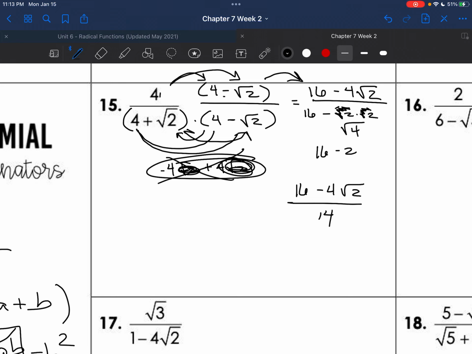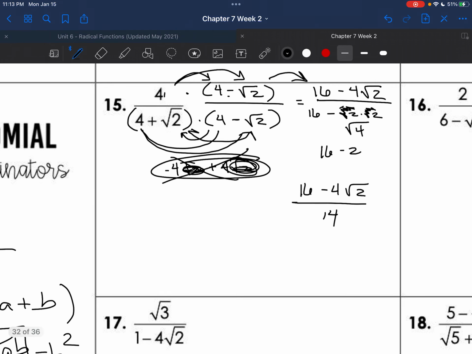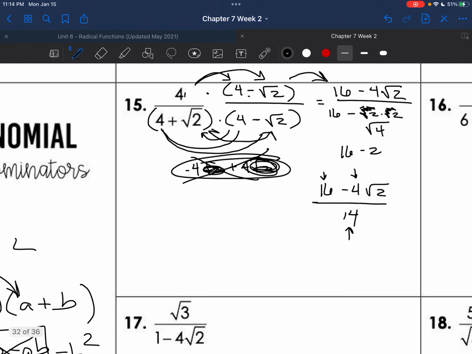I go ahead and leave them, I just write it where it's combined, because now, is this fully simplified? And the answer is no. Because all of these coefficient numbers have a 2 in common. So I could rewrite the top if I factored out a 2 as 2 times 8 minus 2 square roots of 2. I just took a 2 out of the 16 and a 2 out of the 4. And then 14 is 2 times 7.